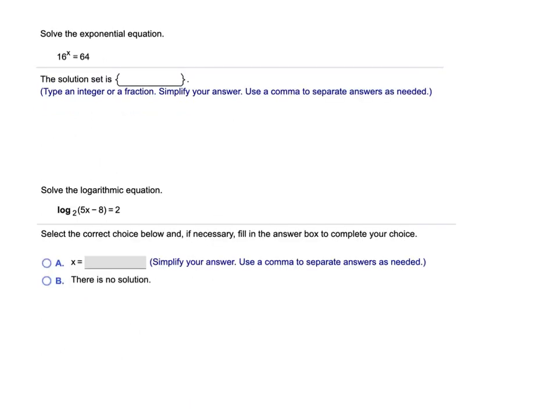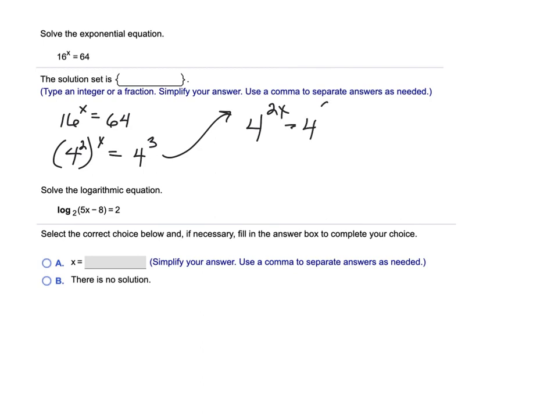Okay, let's look at this exponential equation. We have 16 to the x equals 64. This is one where we can relate the bases. We know that 16 is 4 squared, and 64 is 4 cubed. So we can write that 4 to the 2x equals 4 cubed. Since the bases are equal, we can set our exponents equal to each other and solve. We get x equals 3/2.